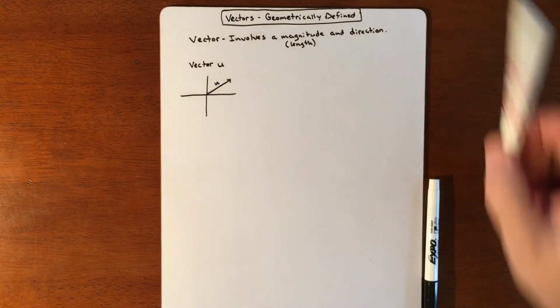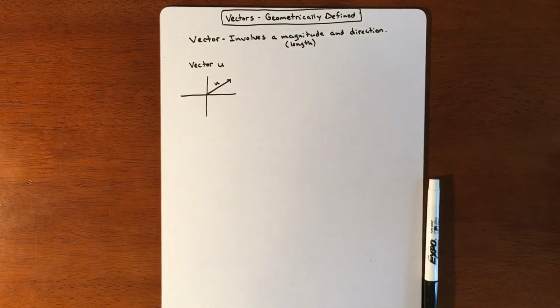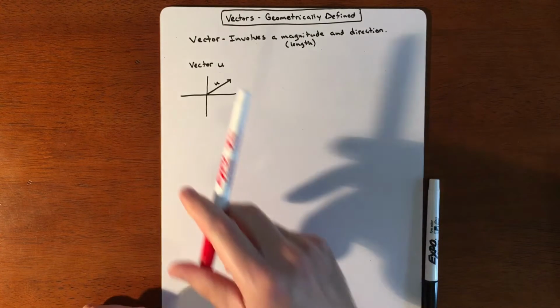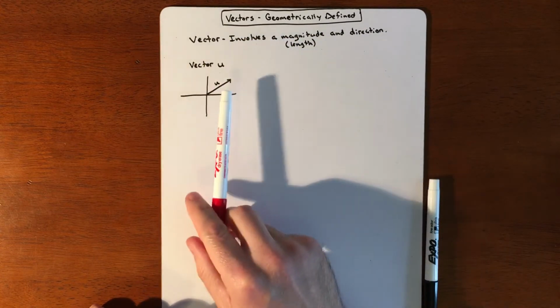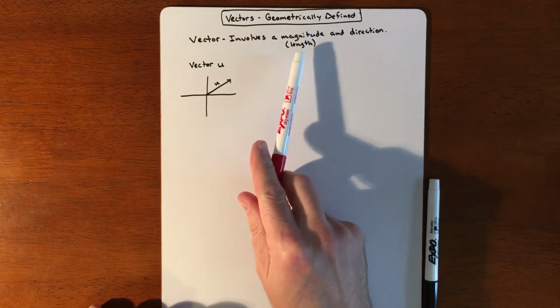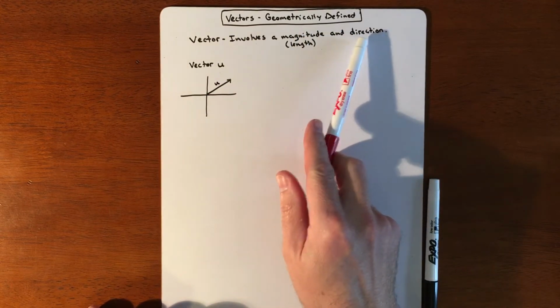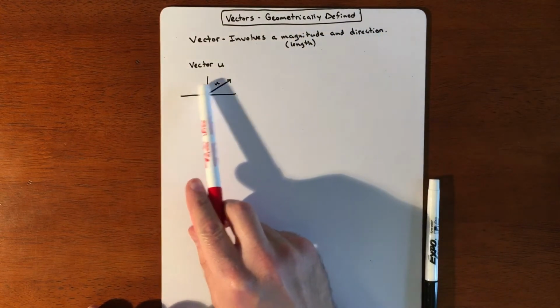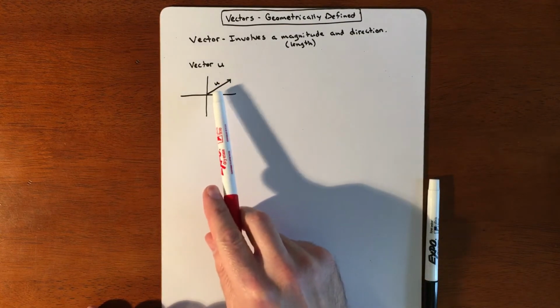In this lesson, we are going to introduce the idea of a vector and just talk about it geometrically, not so much algebraically. An example of a vector has magnitude, which is length, and it has direction. This could be turned in a whole lot of different directions, but that one specifically looks like that.